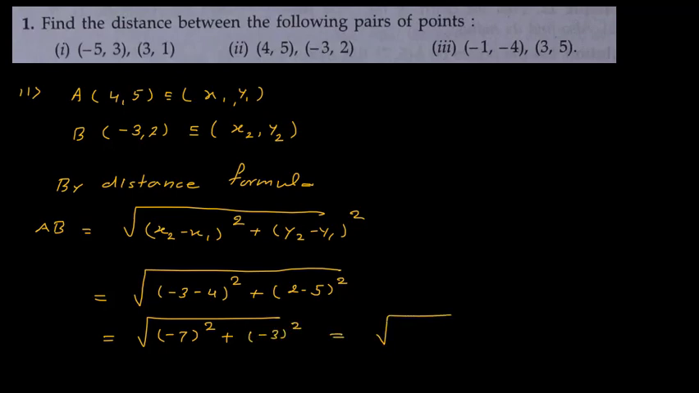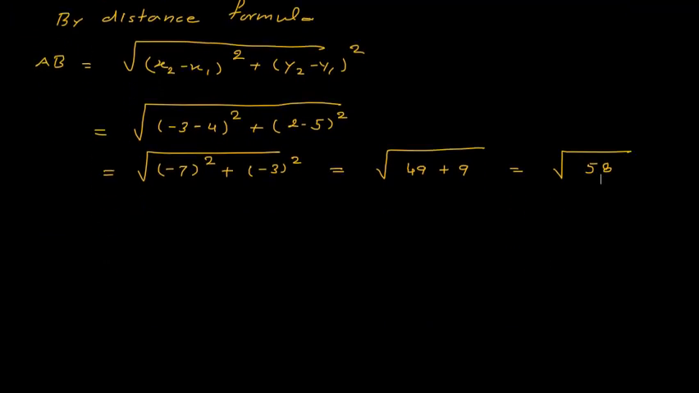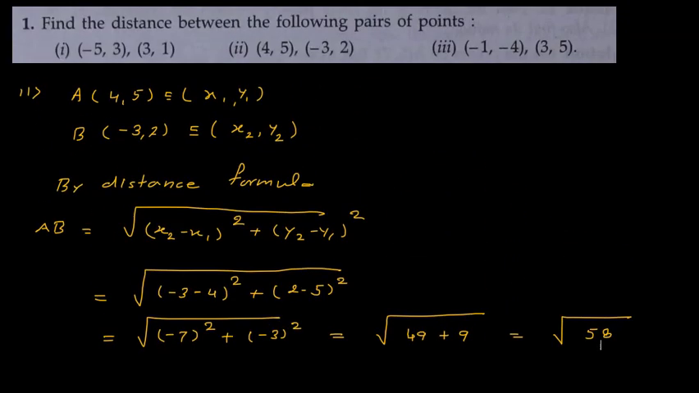So this is minus 7 square is 49 and 3 square is plus 9. So this will become root of 58. Okay, so square root of 58. If you can simplify it further, you have to simplify it, right? And like this you can solve this third question also.